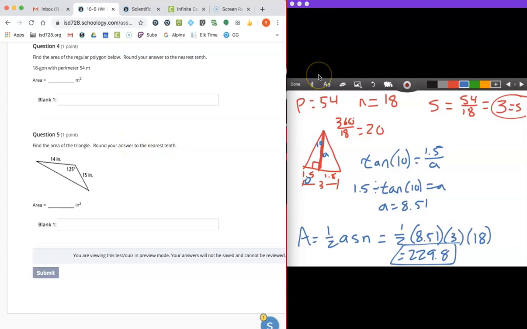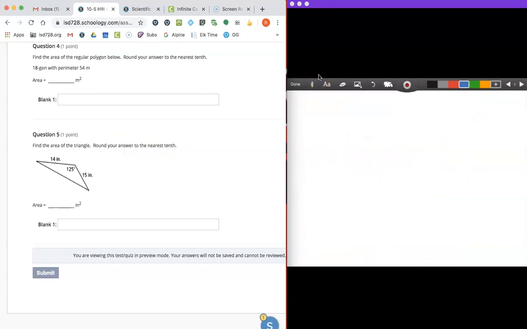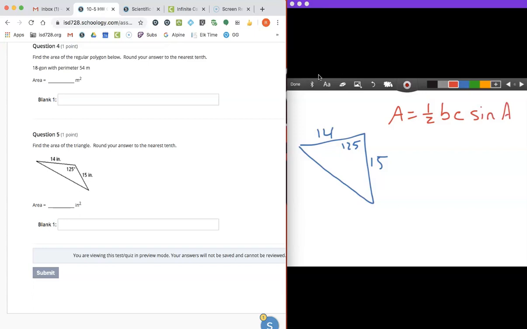And the last one, this isn't a regular polygon at all. This is just the triangle itself. So be ready for questions like this on a test potentially too, where they just give you the two side lengths and the angle in between. What we don't know is the height of this triangle. This is an alternative formula for finding the area of the triangle if you know two sides and the angle in between. It doesn't matter which one's B and which one's C. The angle has to be A. So we have 1/2 times 14 times 15 times the sine of 125.